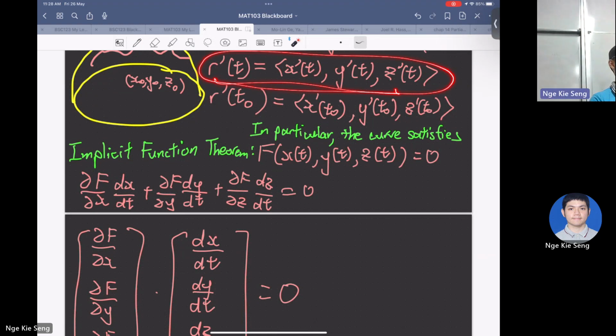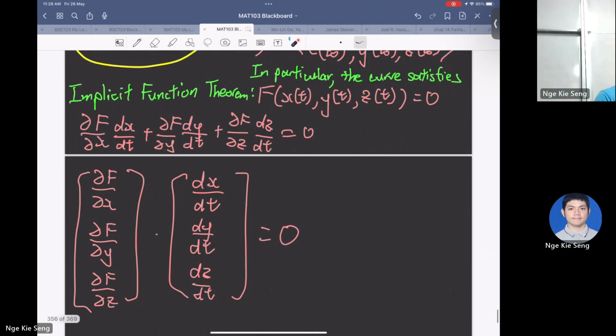Okay. So can you see that now the gradient is orthogonal to the r prime t, the derivative of your curve? Can you see it? Why? Because from the implicit function. Okay, because it satisfies the implicit function. So you use the implicit function theorem to get the equation for your derivative. Okay. So what's next?